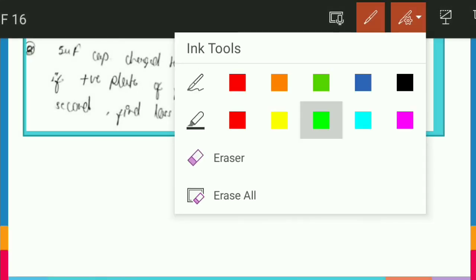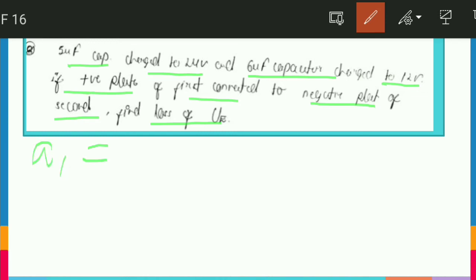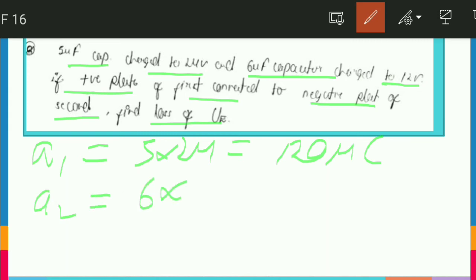Yes, friends, let's see how we have to do this question. It says we have a 5 microfarad capacitor which is charged to 24 volt, and a 6 microfarad capacitor which is charged to 12 volt. If the positive plate of the first capacitor, the 5 microfarad capacitor, is connected to the negative plate of the second, we have to find the loss in potential energy. Let's find Q1, the charge on the 5 microfarad capacitor initially. It will be 5 into 24, which comes to 120 microcoulomb, and Q2, the charge on the 6 microfarad capacitor, is 6 into 12, equal to 72 microcoulomb.